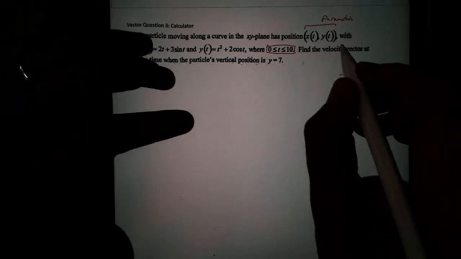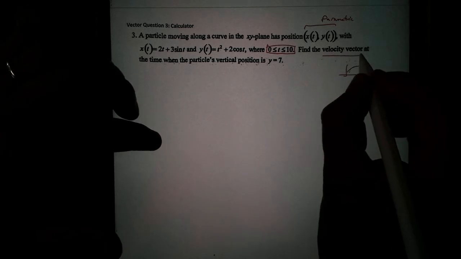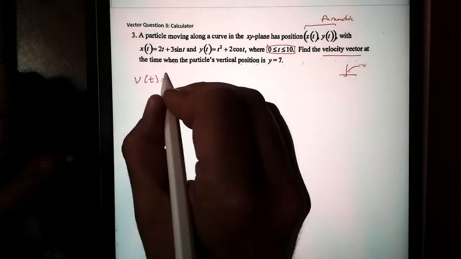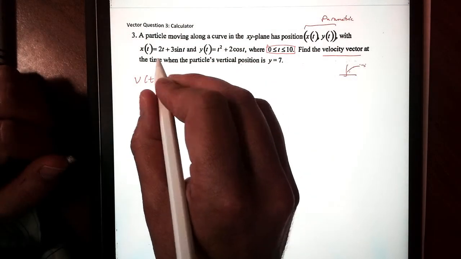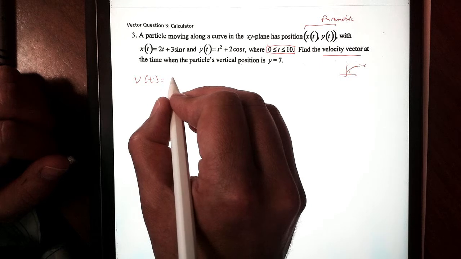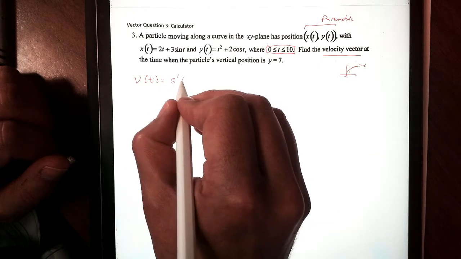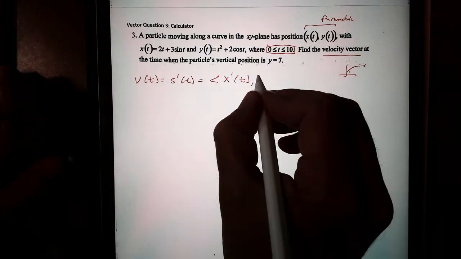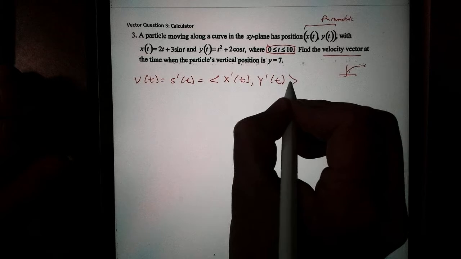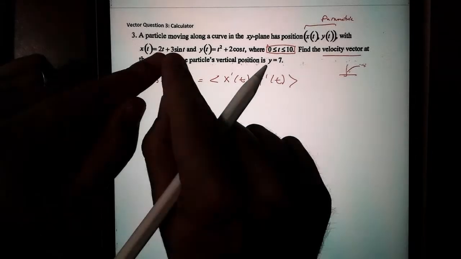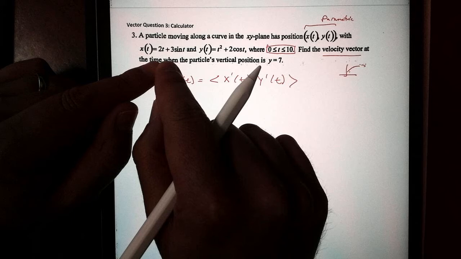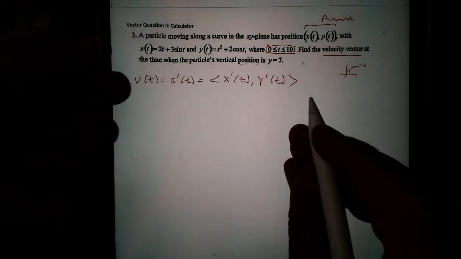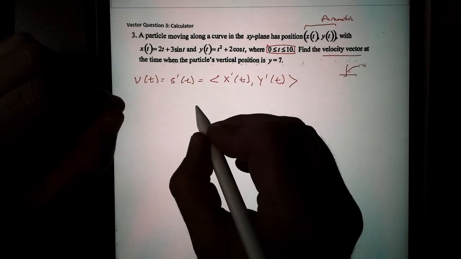So let's deal with the velocity vector first. To get the velocity vector, we need the derivative of our position vector. So it's going to be x prime of t, y prime of t. Now this is a calculator question. We don't actually physically have to take the derivative here. We'll talk about that in just a moment.